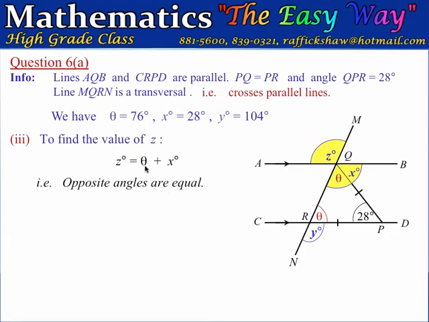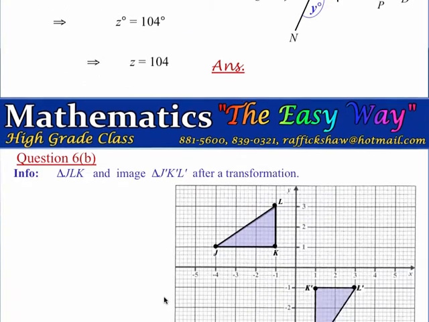And since we know theta and we also know x, we can proceed to calculate the value of z, and this is it. Z degrees will be equal to 76 degrees plus 28 degrees. And so when we do that calculation, we get z degrees equals 104 degrees. And so the value of z is 104. And that's the answer for that part. Z is 104. Let's move down now to part B.